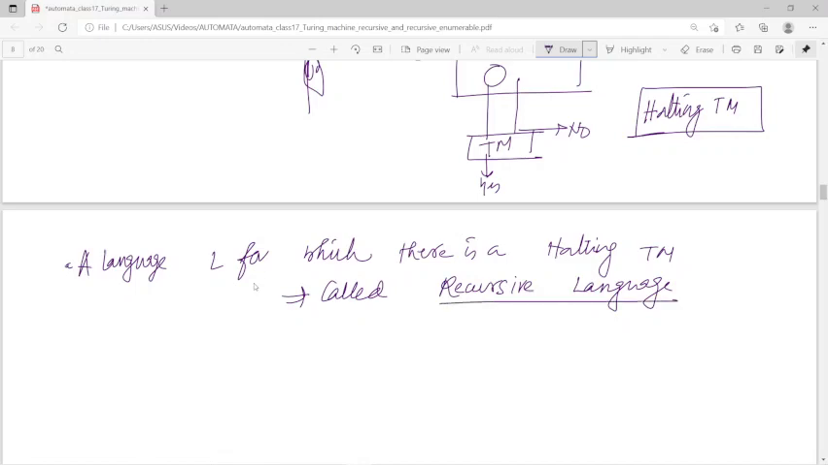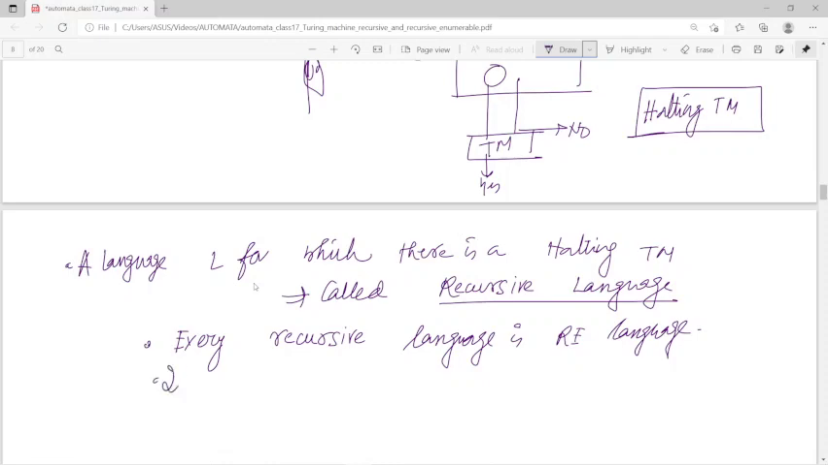So every recursive language is recursively enumerable, which we also saw before. If a language is recursively enumerable, then it is not guaranteed that it is also recursive.